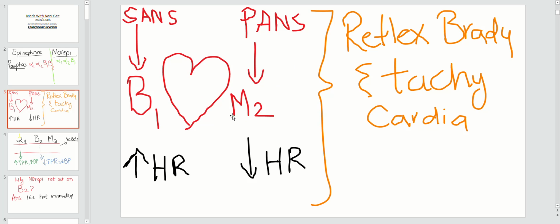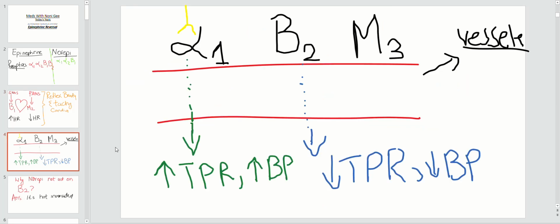So if beta 1 is stimulated by the sympathetic autonomic nervous system, it results in increased heart rate, which is called reflex tachycardia. And if the parasympathetic nervous system stimulates the M2 receptor, it will result in decreased heart rate, which is the reflex bradycardia. That's why on the side note I have written that these stimulations will result in reflex bradycardia and reflex tachycardia, right?